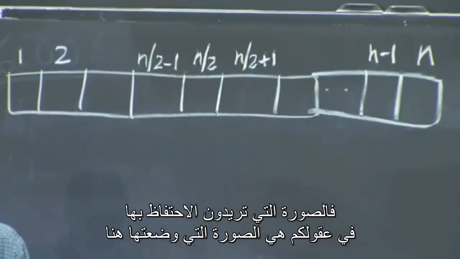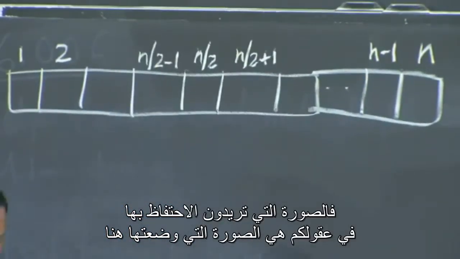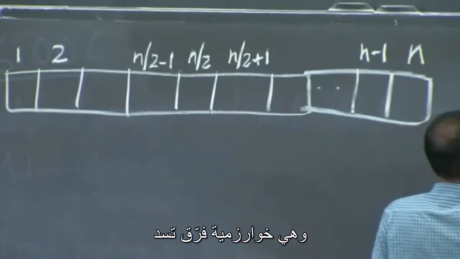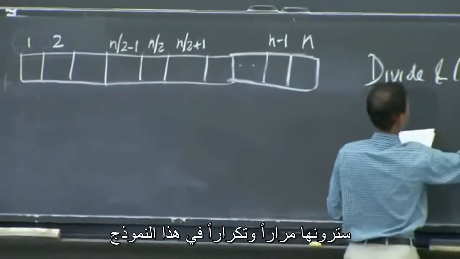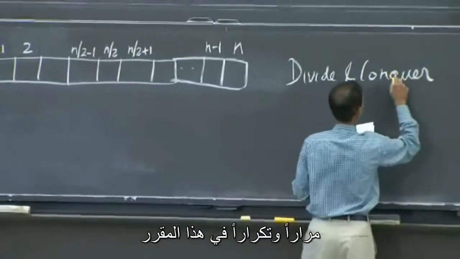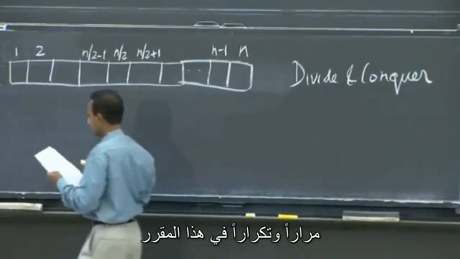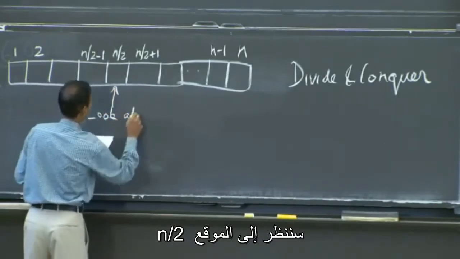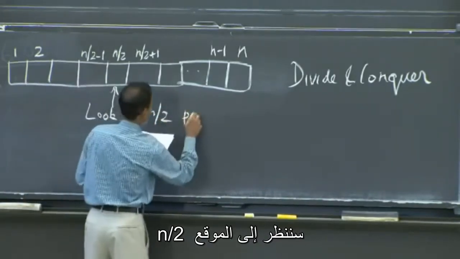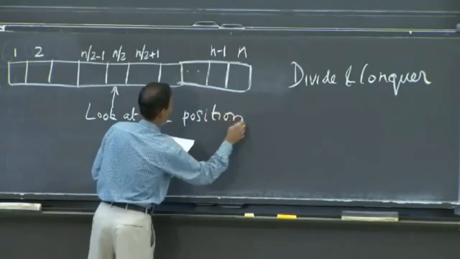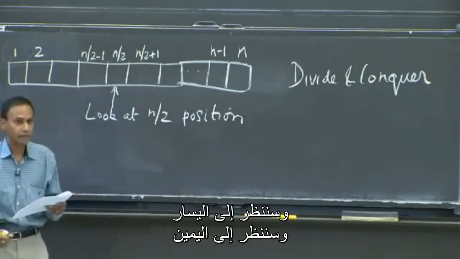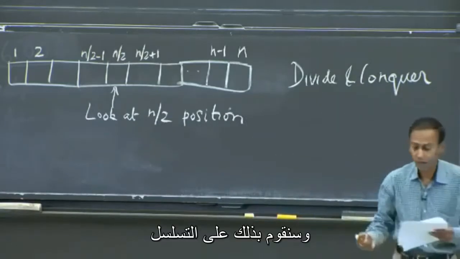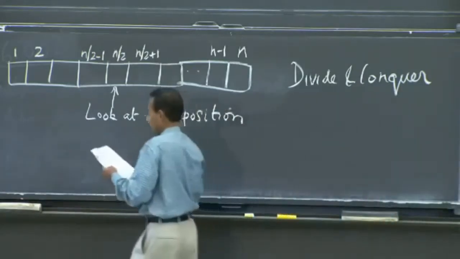So the picture you want to keep in your head is this picture that I've put up there. This is a divide and conquer algorithm. You're going to see this paradigm over and over in 6006. We're going to look at the n over 2 position, and we're going to look to the left, and we're going to look to the right, and we're going to do that in sequence.